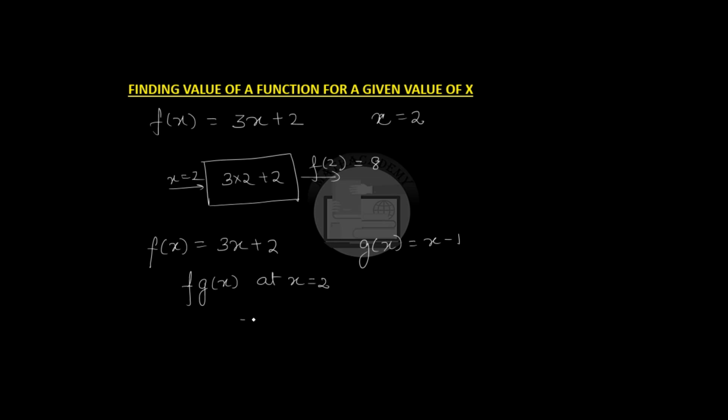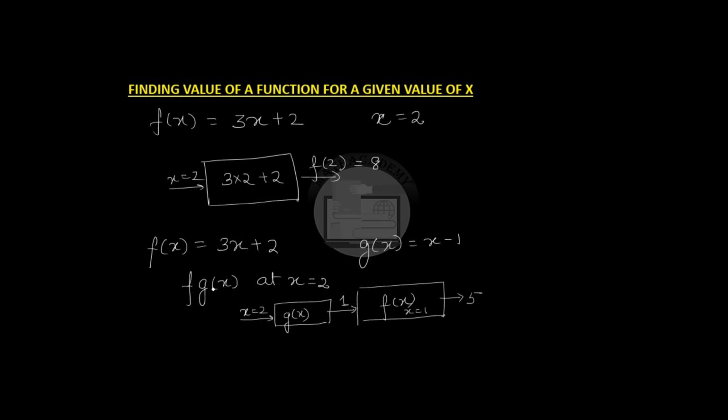Please remember that whenever we have to find the value of such a function, we start with the innermost function. So we give x equal to 2 as input to g of x. g of x is x minus 1 and we get the output as 1. This output of g of x goes as the input to f of x. f of x is 3x plus 2. When we substitute x as 1 here, we get the output as 5.